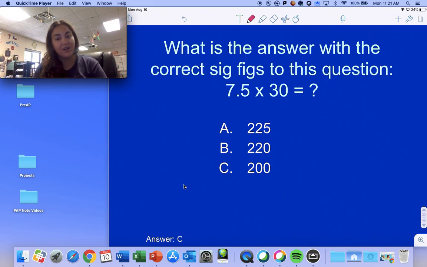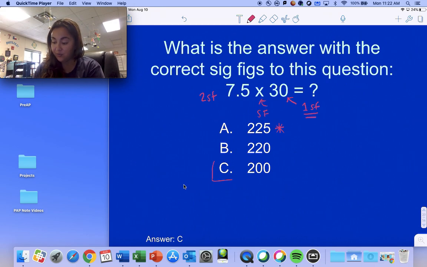We're multiplying 7.5 times 30, and I want to round the answer to sig figs, so you would probably get 225 in your calculator, but how do you know if that's what you're supposed to round to? Well, when I'm multiplying, I round to the least number of sig figs in both of my numbers, or all of my numbers if you have more than 2. So 7.5 has 2 sig figs. 30 has an ending 0, but there's no decimal place with that 0. So only 1 sig fig. Since that's the smallest amount, that's what I'm going to round my answer to, which is why C is the appropriate answer here.